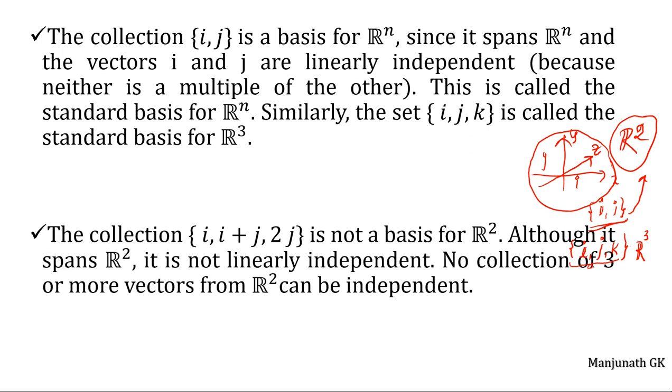Consider one more example. The collection of three vectors i, i plus j, and 2j is not a basis for R2. Although it spans R2, it is not linearly independent, because this is a vector that can be represented using i and j.